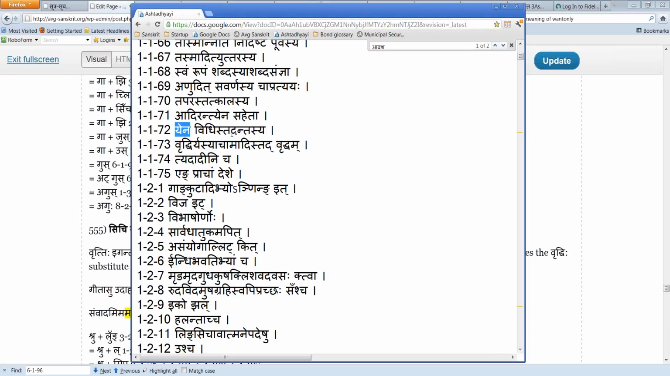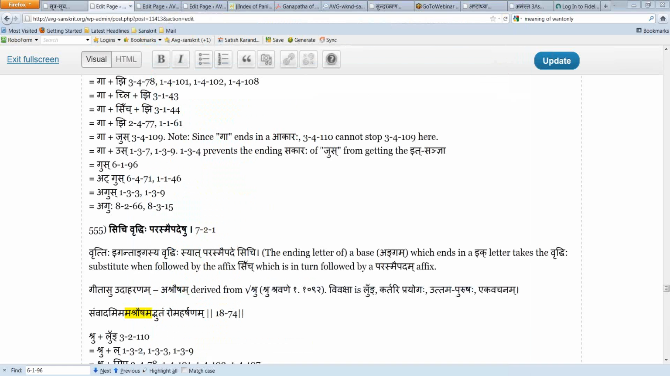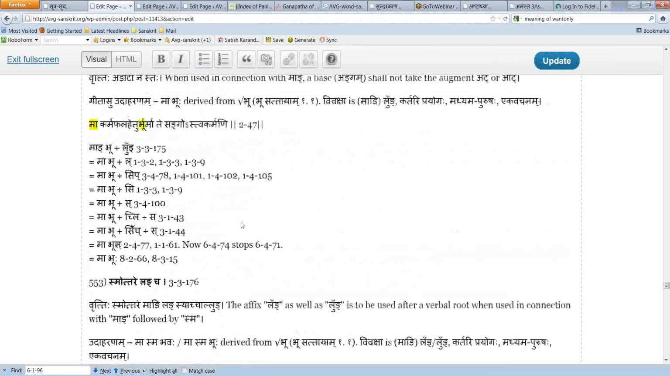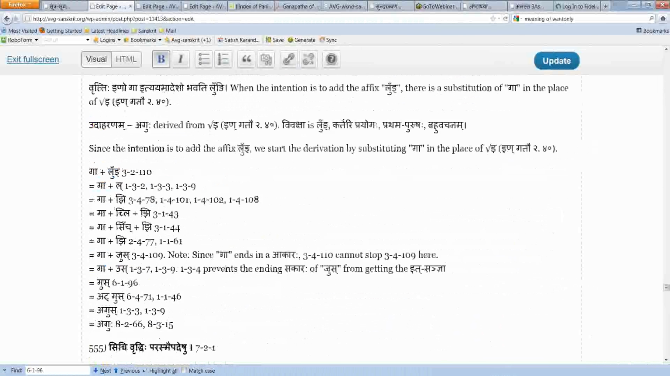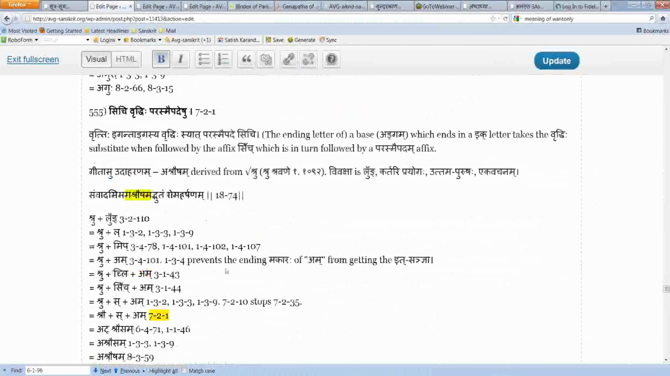So yena vidhistadantasya. This sutram we have seen recently, in the last class. When we did the sutram ataha, we got adanta dhatoho. So the same thing is coming here. There are two paribhashas being used over here. The one paribhasha is iko guna vriddhi, which is 1.1.3. And secondly, yena vidhistadantasya. So now we do have an angam ending in an ik letter.